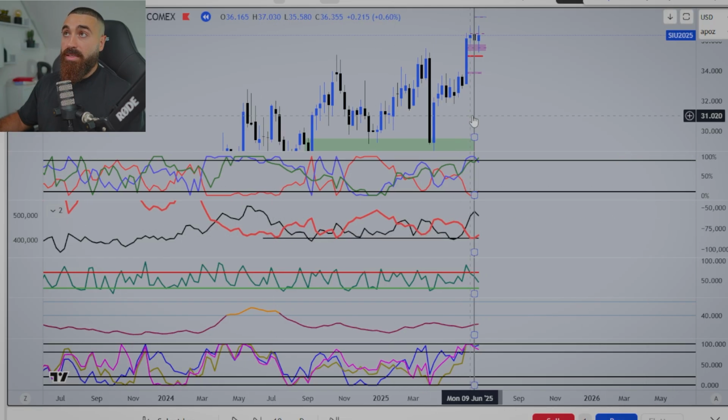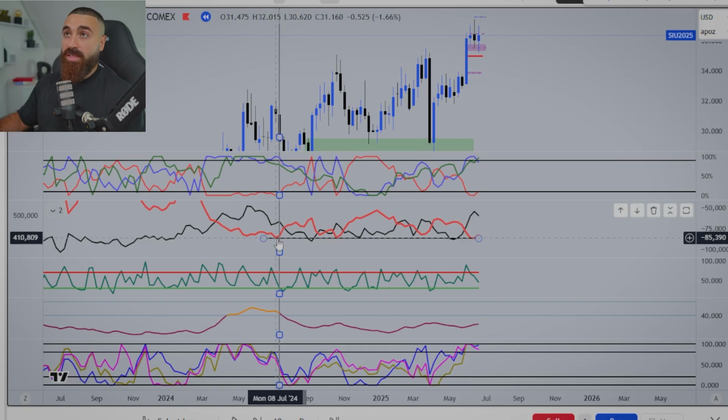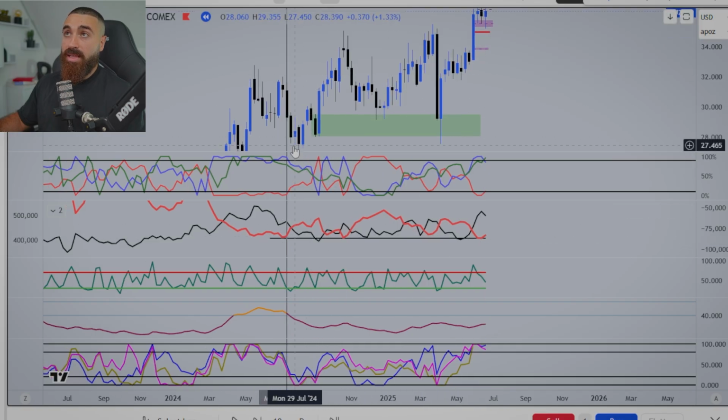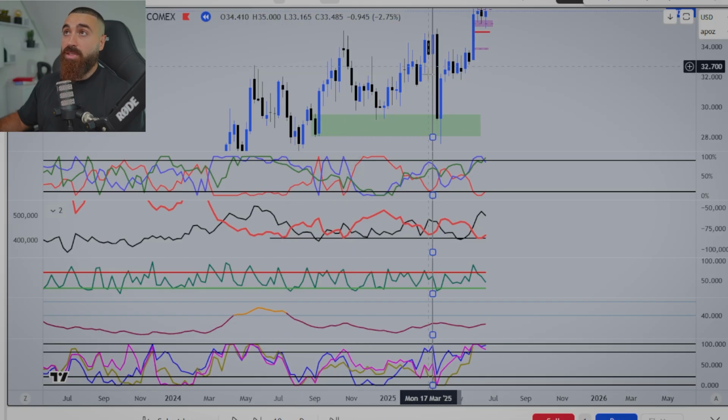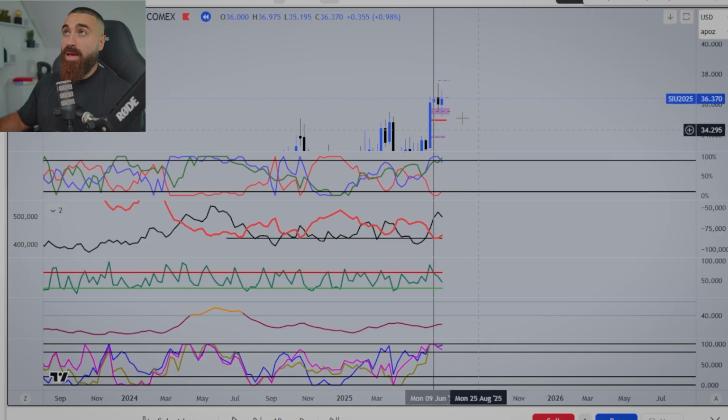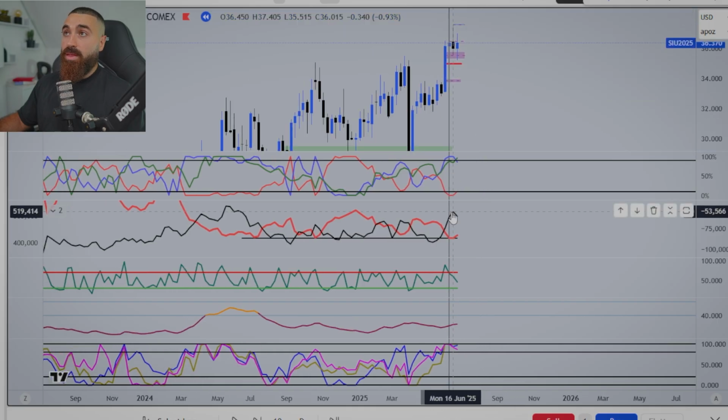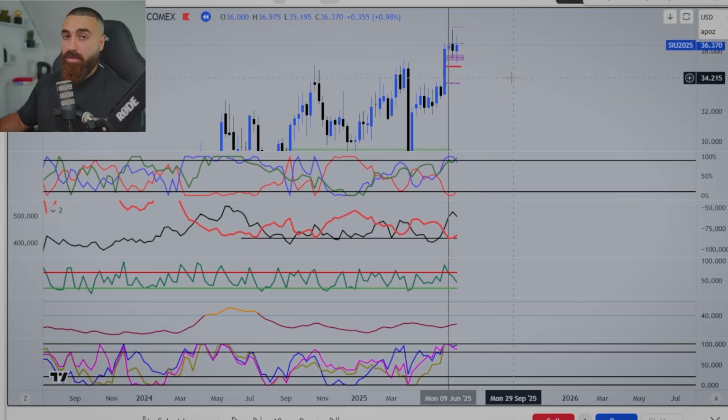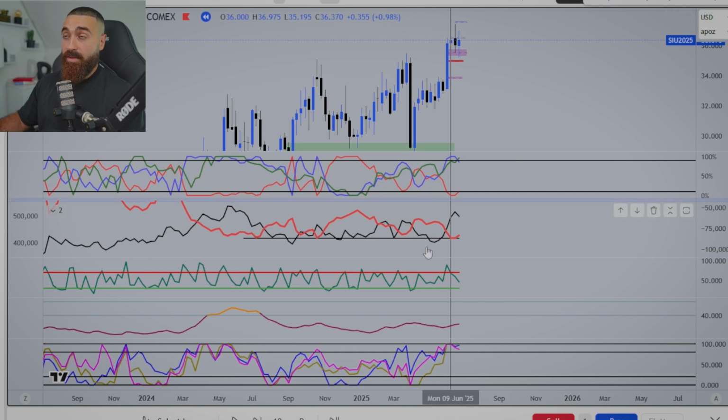If you notice, this red line, which is the commercials, every time they have reached this level, we saw a drop. This is the weekly chart. Every time they reach this level, we see a drop in price. Every time they reach this level, we see a drop. And now we have reached this level again with a really big high interest, right? So there's a lot of positions there. Good, that's my first step.